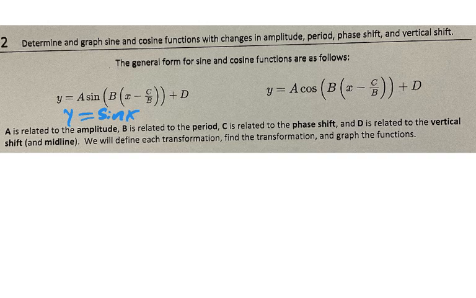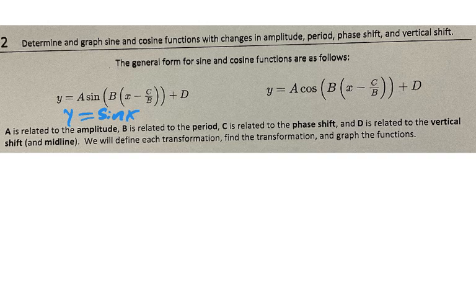Then the last one people get the most confused about. Okay, so here's the way I explain it. I'm not telling you I do a great job with this. So obviously I don't, because my students get confused every time. B affects the period. B is not the period.